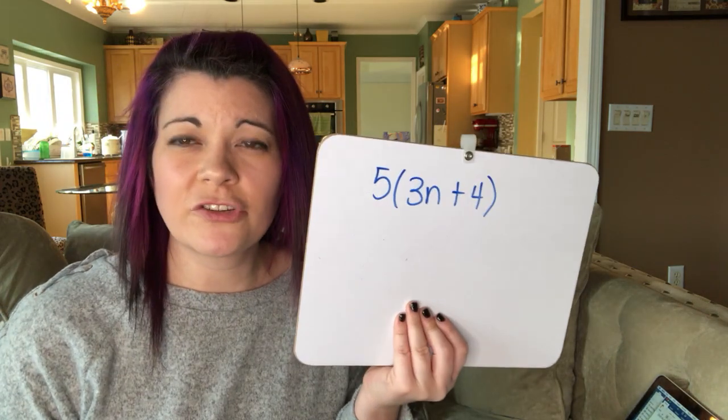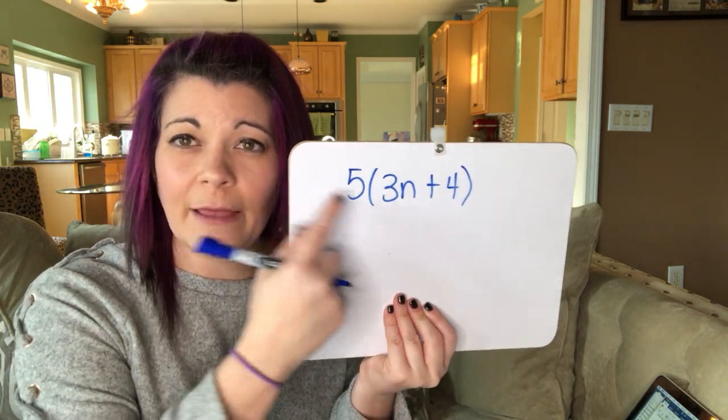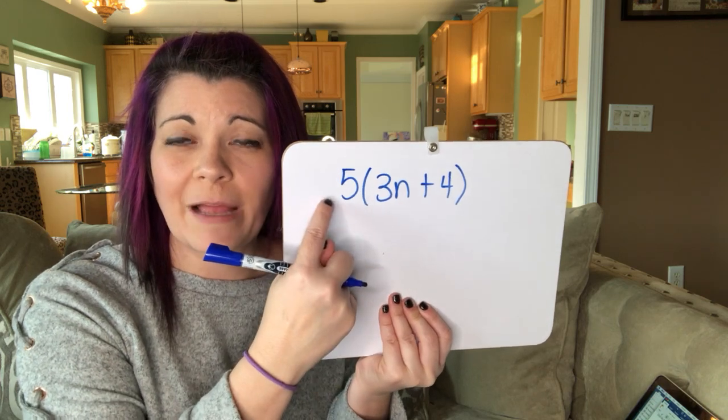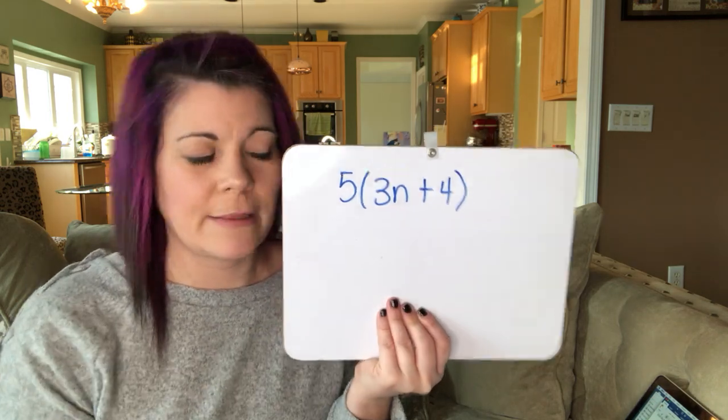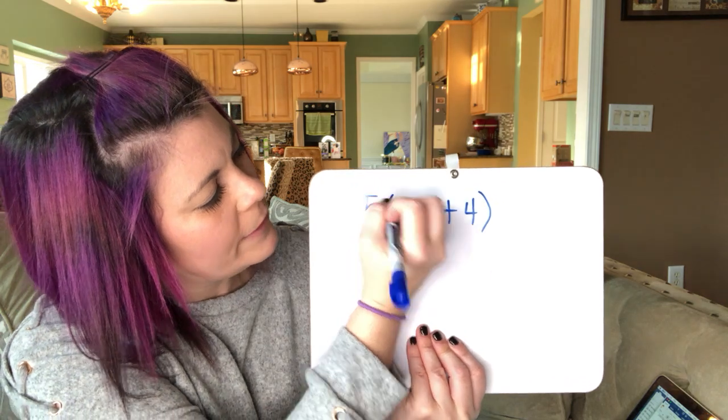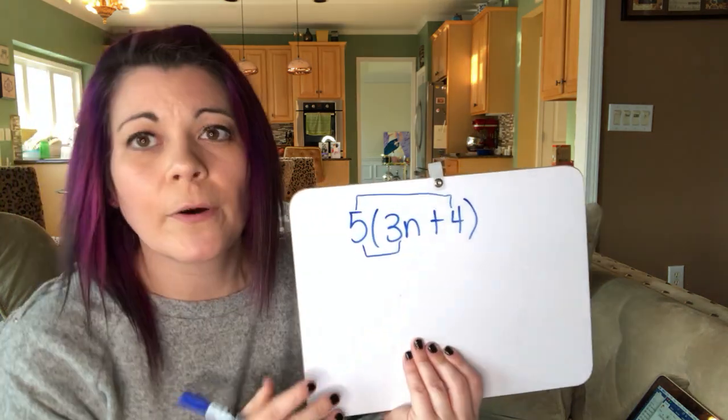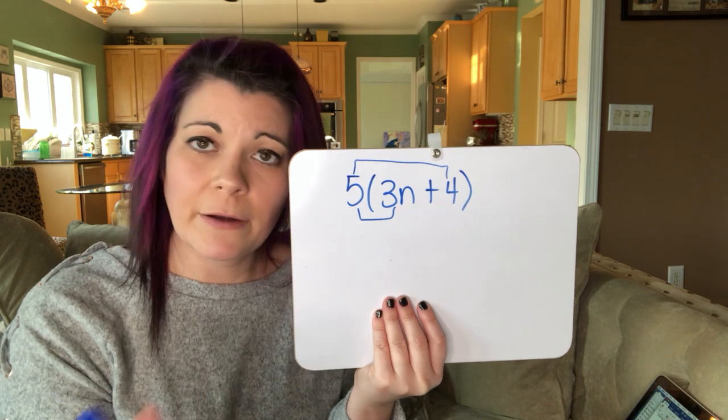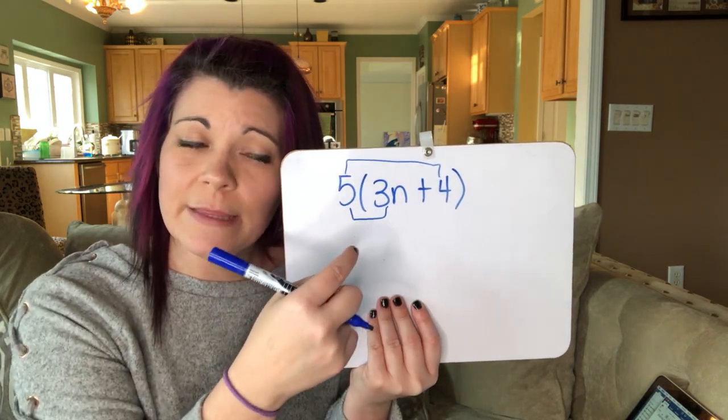Okay, now let's talk about distributive property. So we have 5 times (3n plus 4). If I want to distribute this 5, remember if it's outside the parentheses, that means we multiply everything in the parentheses by 5. I distribute this 5 to the 3n, and I distribute this 5 to the 4. When we're multiplying with variables, all you do is multiply the coefficients.